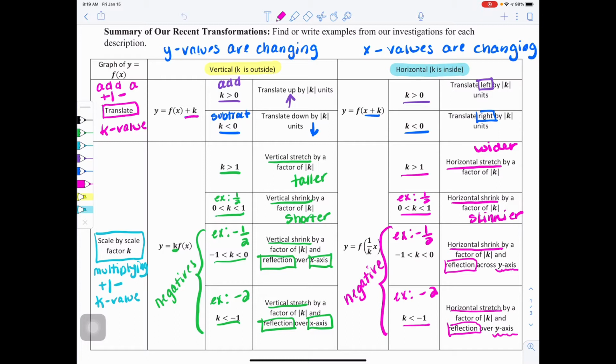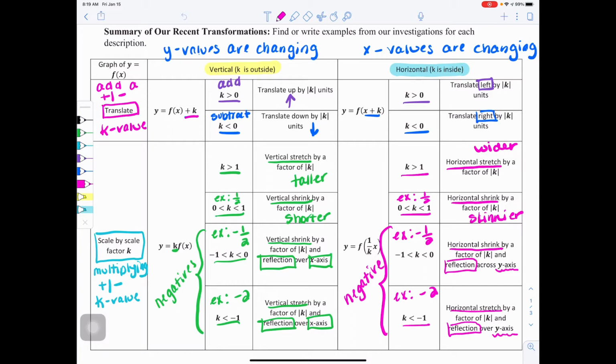So if you add on the outside, you translate up. If you subtract or add a negative on the outside, you translate down. When it moves to the inside, if it's a positive number inside, you actually move left. If it's a negative number inside, you actually move right. So remember what we said, it's kind of the opposite of what your gut tells you to do for horizontal.